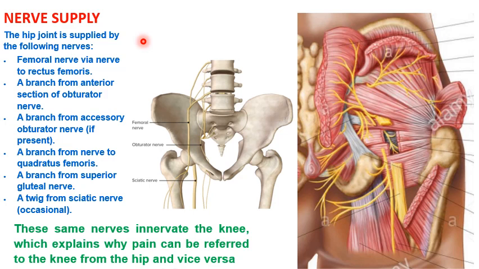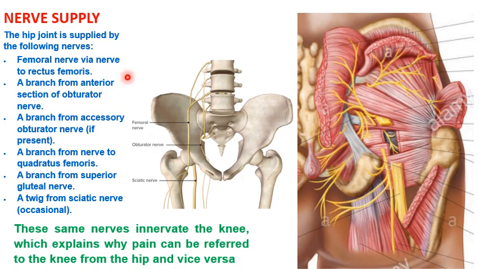Nerve supply to the hip joint. It is supplied by the femoral nerve, that is, nerve to rectus femoris gives a twig that supplies the hip joint, and a branch from the anterior division of the obturator nerve supplies the hip joint, and a branch from the accessory obturator nerve if it is present, and a branch from quadratus femoris supplies the posterior aspect of the hip joint, and a branch from superior gluteal nerve also supplies the hip joint, and a twig from the sciatic nerve also supplies the hip joint occasionally.